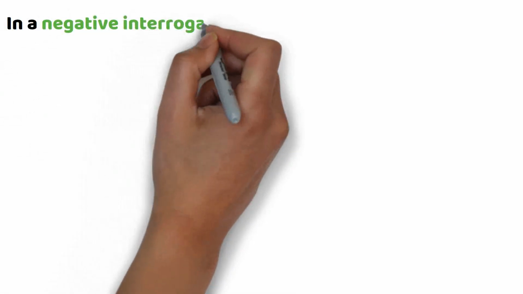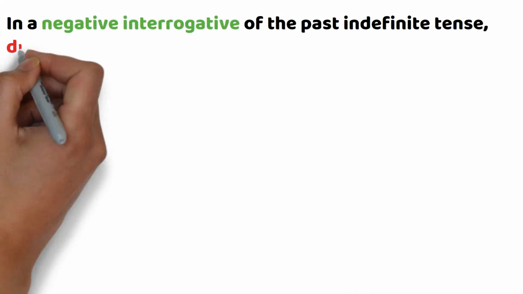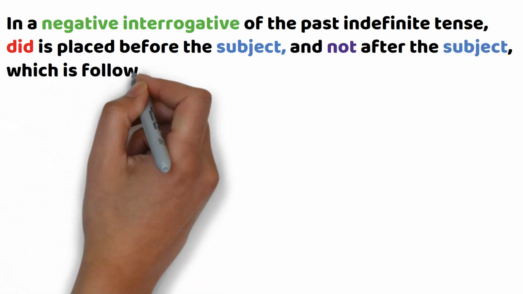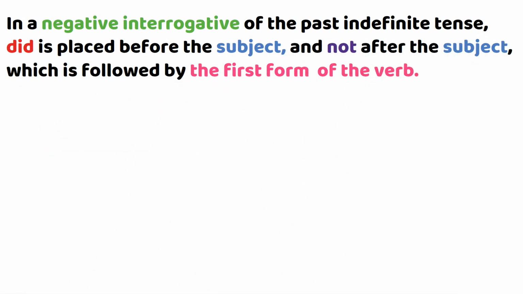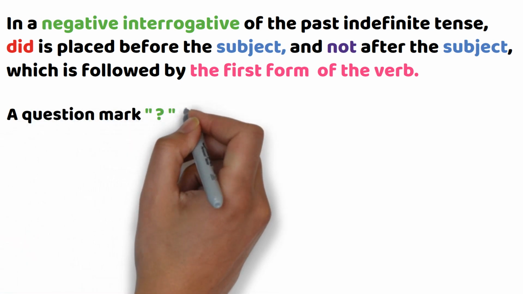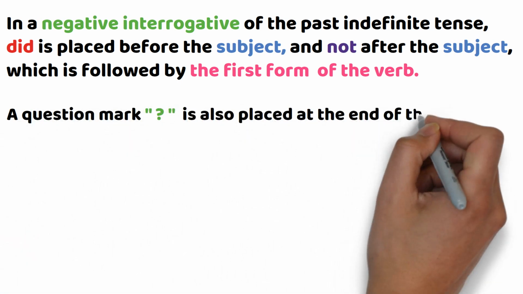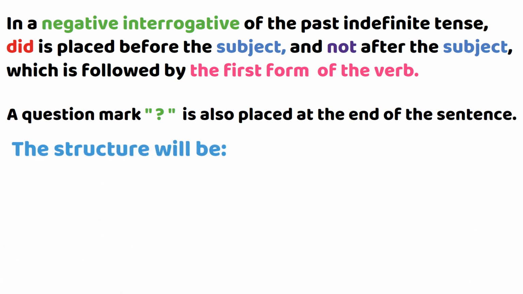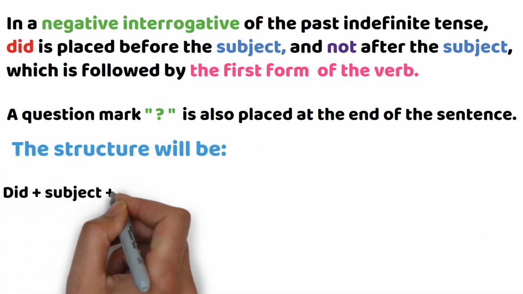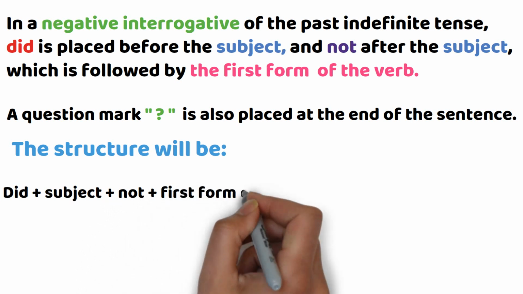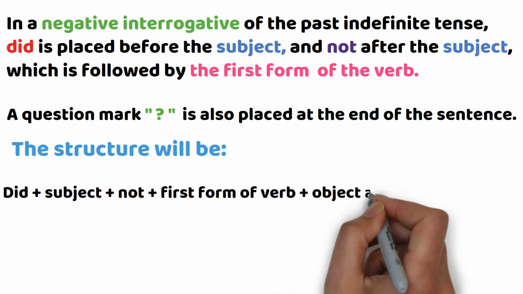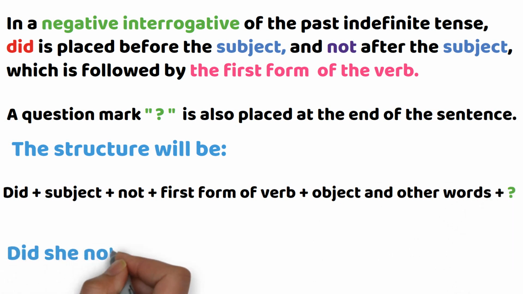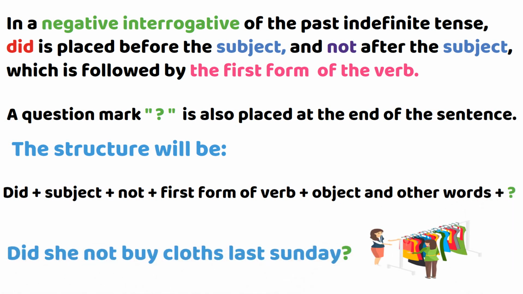In the negative interrogative of the past indefinite tense, did is placed before the subject and not after the subject, which is followed by the first form of the verb. A question mark is also placed at the end of the sentence. The structure will be did plus subject plus not plus first form of verb plus object and other words plus question mark. Did she not buy clothes last Sunday?